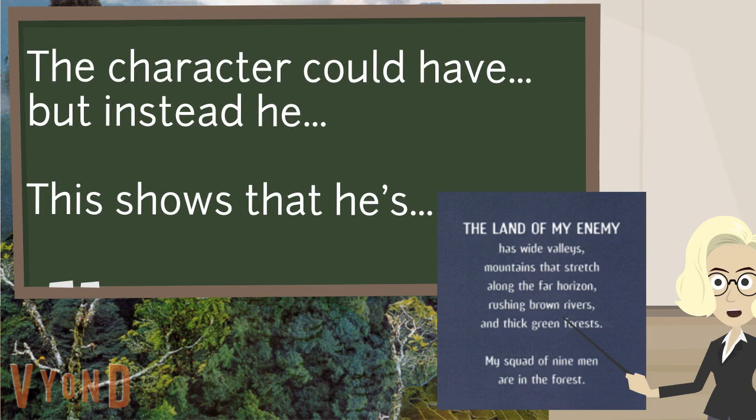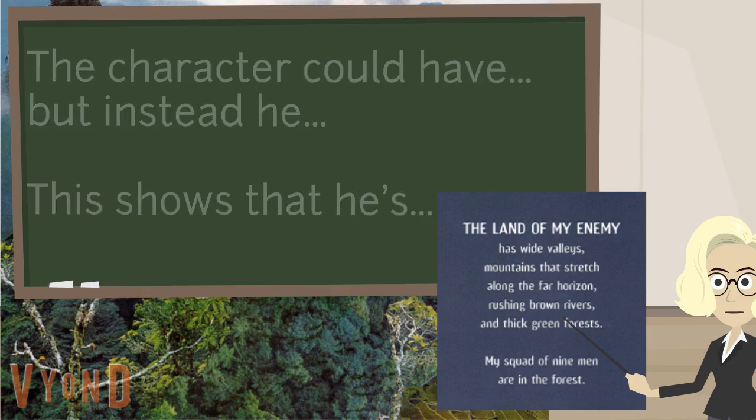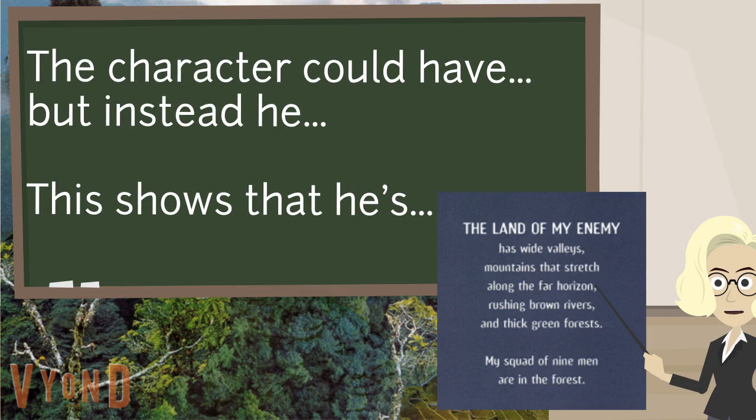Take a minute, pause the video, and jot down what you can infer just from this one page. You may have been thinking that the character could have been seeing the jungles around him as creepy and full of tarantulas. He was so scared, and for good reason, that he could have looked out at the whole world as a hot and horrible place. So it seems important that instead he tells about the land of his enemies as wide valleys, mountains that stretched along the far horizon. What does that suggest to you about the soldier?